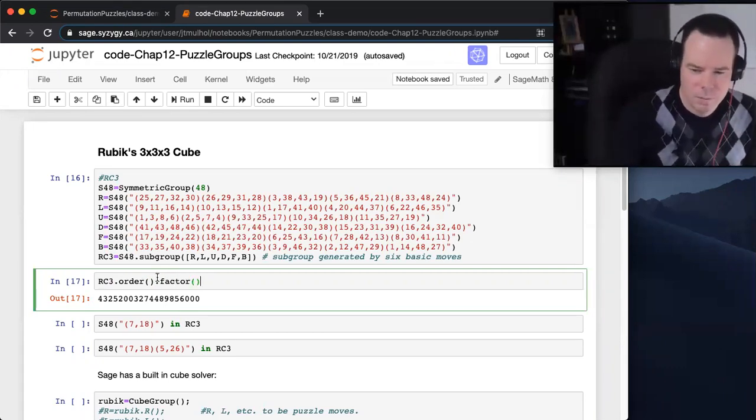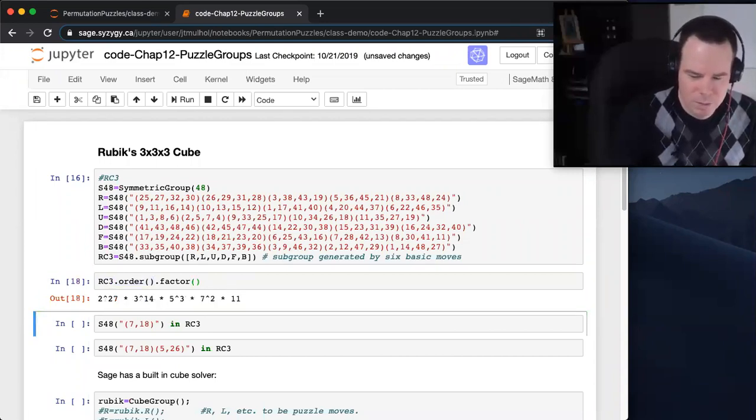Basically the way this is working is this is a group, and as a group, it's got an order method associated with it. So I take RC3 and I hit it with the order method. That returns the order. Now this is an integer, and because that's an integer, I have a factor method on integers. And so I can dot factor it.